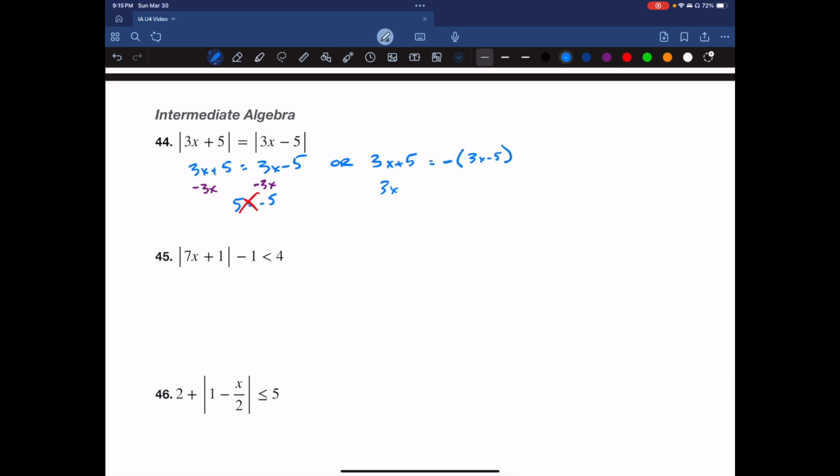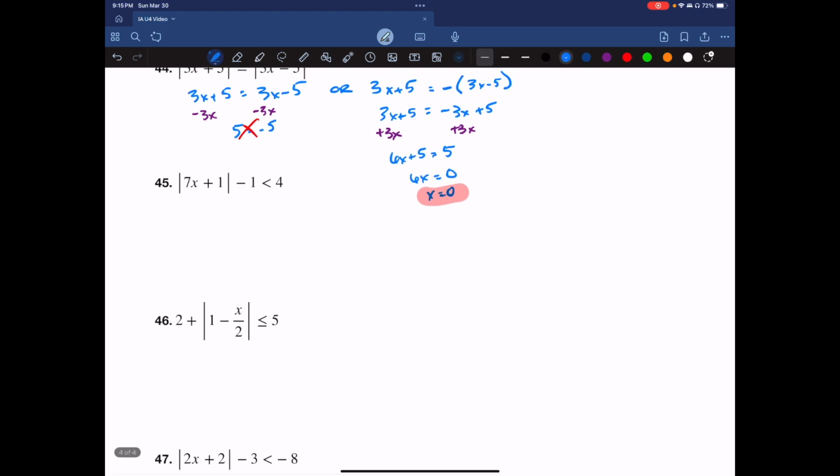Here, we have 3x plus 5 equals -3x plus 5 because I distribute the negative. Now I'm going to add 3x to both sides, and this one is not going to cause everything to fall apart. This is going to be 6x plus 5 equals 5, and then when I subtract 5, this is going to be 6x equals 0. So x equals 0. Well, the first problem already fell apart, so this is all I got. If I plug in 0, then they're equal. If not, nothing else matters.